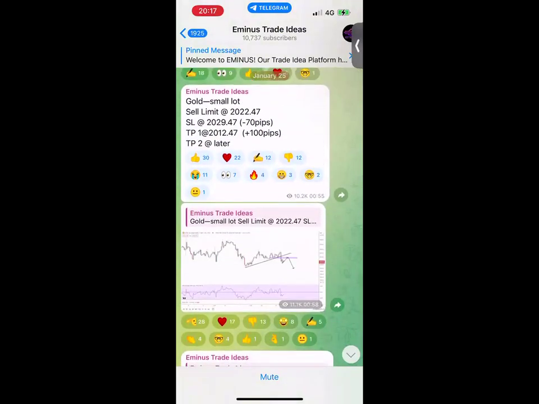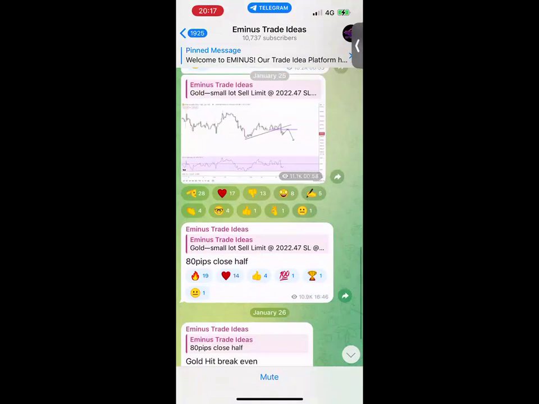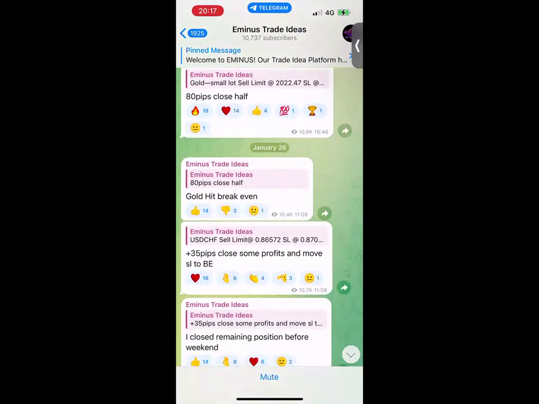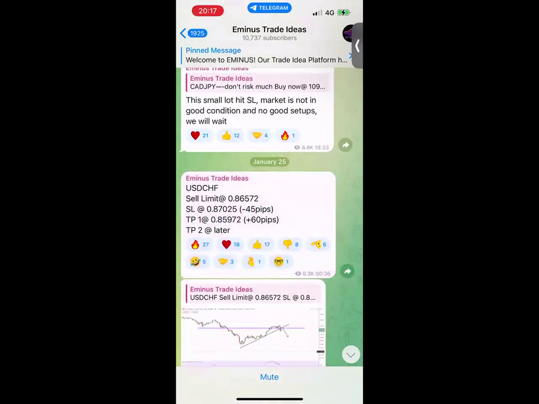Look at this USD CHF sell limit. Click on it so it takes us to the idea. Okay. Guys, so look at this idea. How did I know that it's a pending order? Because it has sell limit on it.